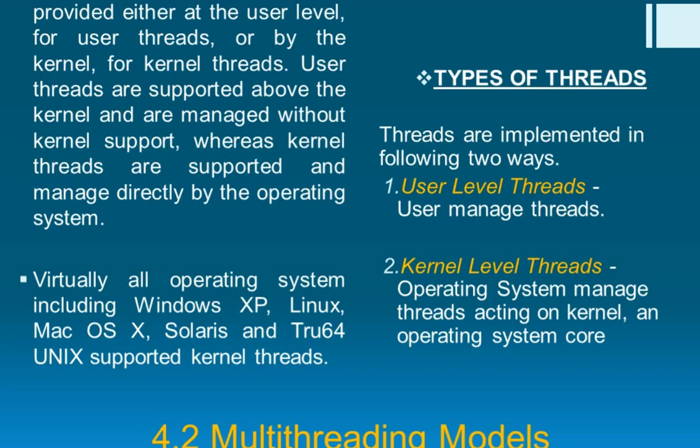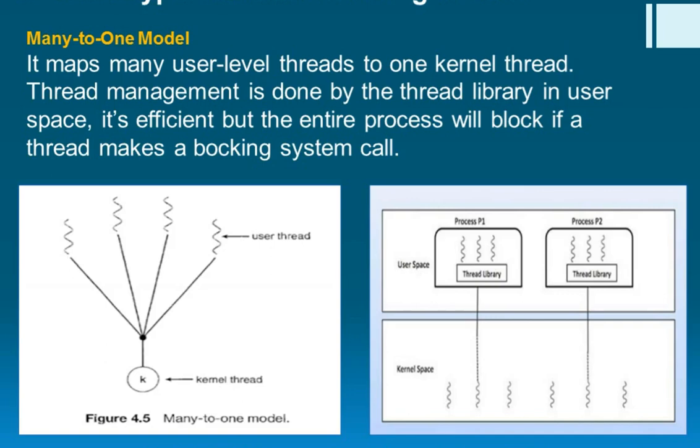The second one is the kernel-level threads, where the operating system manages threads, acting on the kernel, the operating system core. Any application can be programmed to be multi-threaded. All of the threads within the application are supported within a single process. It also maintains context information for the process as a whole and for individual threads within the process. There are three types of multi-threading models: the one-to-one model, the many-to-one model, and the many-to-many model.